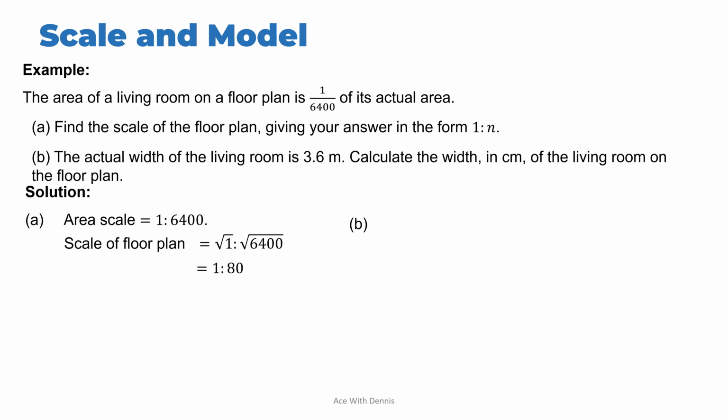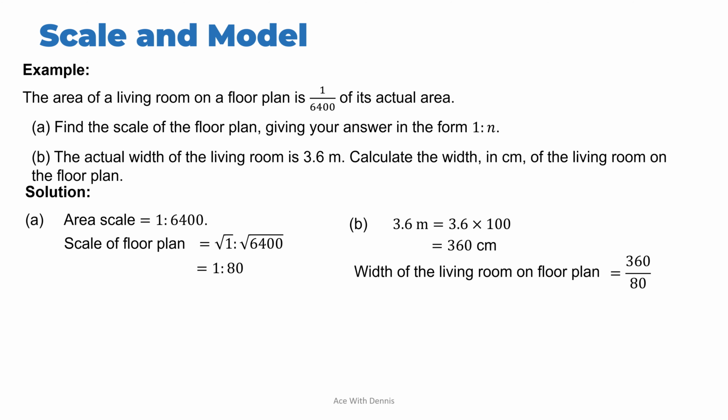For B, given the actual width of the living room is 3.6 meters, we need to convert it to centimeters before we can find the width in centimeters on the floor plan. So 3.6 times 100, we get 360 centimeters. So the width of the living room on the floor plan will be 360 divided by 80, and we get 4.5 centimeters.